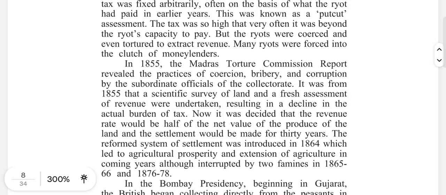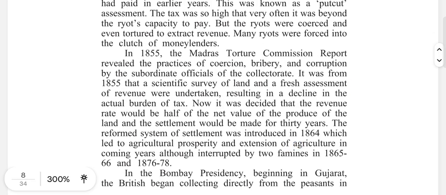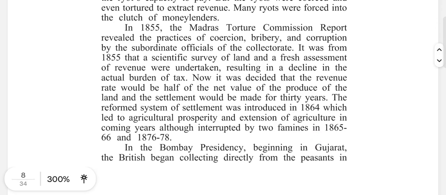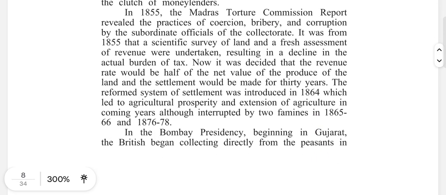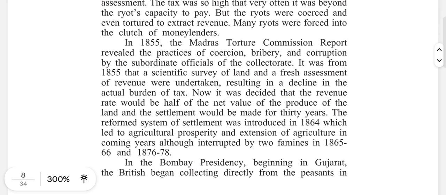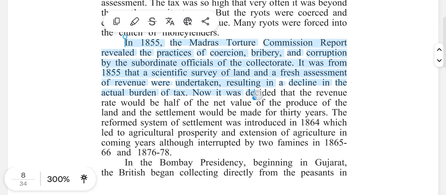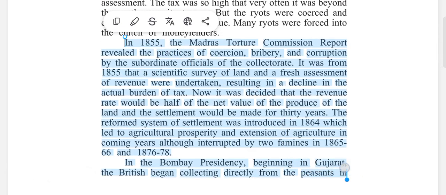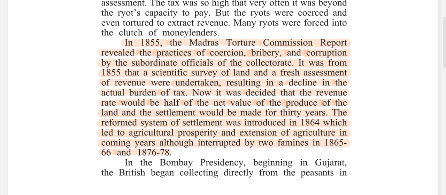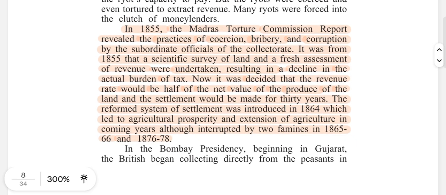But the ryots were coerced and even tortured to extract revenue. Many ryots were forced into the clutch of moneylenders. In 1855, the Madras Torture Commission report revealed the practices of coercion, bribery, and corruption by the subordinate officials of the collectorate. It was from 1855 that a scientific survey of land and a fresh assessment of revenue were undertaken, resulting in a decline in the actual burden of tax.